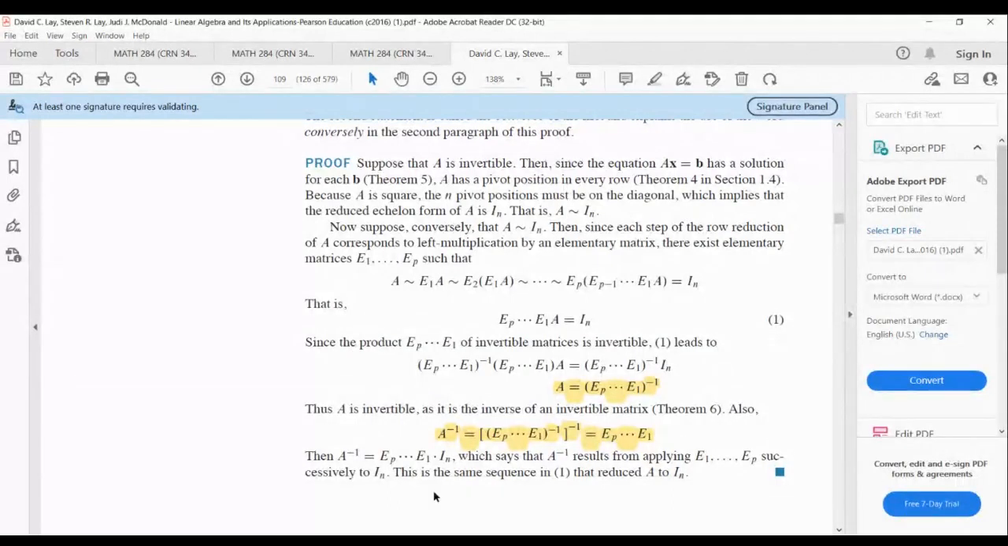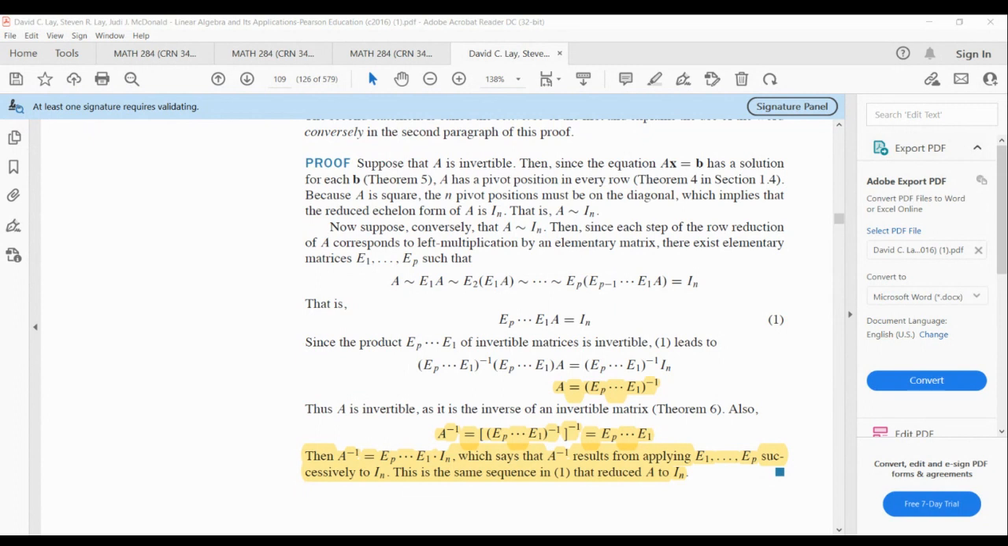Therefore, what this means is that if we take the identity matrix and multiply it by the sequence of those elementary matrices, that means doing the same row operations to the identity matrix which you did to reduce the matrix A to the identity.